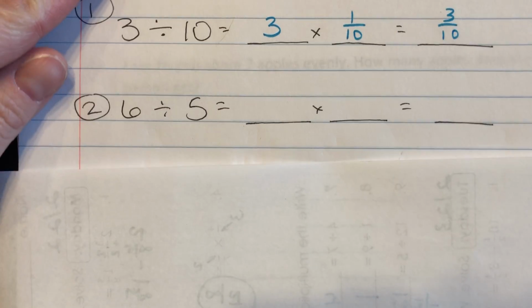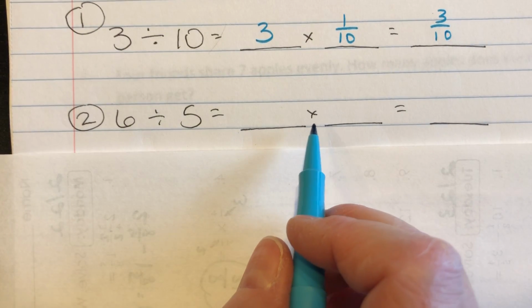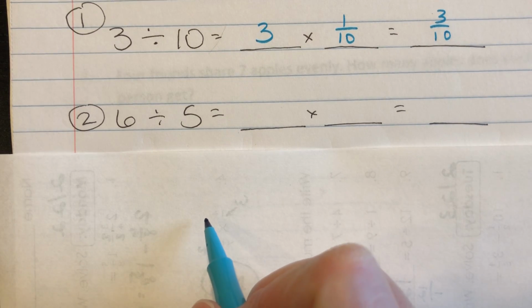All right, number 2, go ahead and write this down. I want to know what multiplication equation is the same as 6 divided by 5, and then the solution. Press play when you're ready.